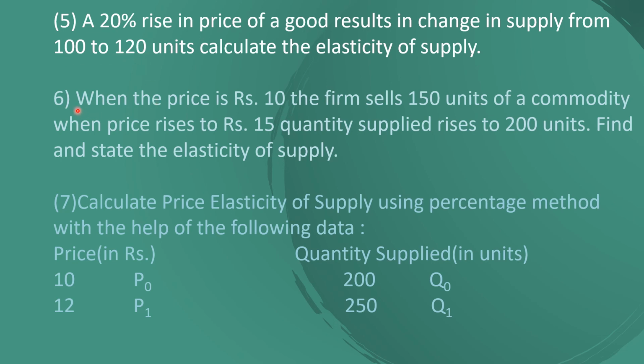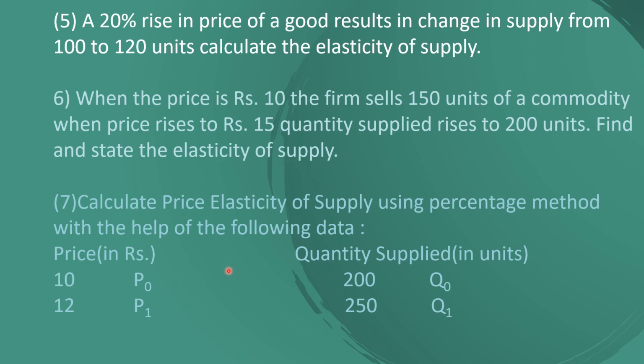The next problem, when the price is rupees 10, original price is P0, that is 10. The firm sells 150 units. So here we have the value of Q0, units of a commodity. When price rises to rupees 15, so the new price P1 is equal to 15. Quantity supplied rises to 200 units. So Q1, which is the new quantity, is 200 units. Then you find and state the elasticity of supply. So you have to find in this problem both percentage change in price as well as percentage change in quantity supplied and then move on to finding the elasticity of supply.